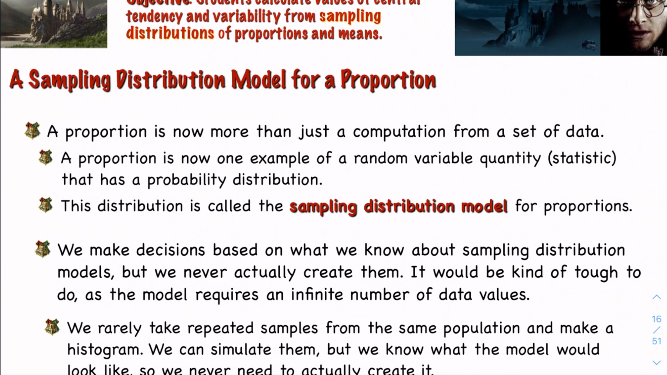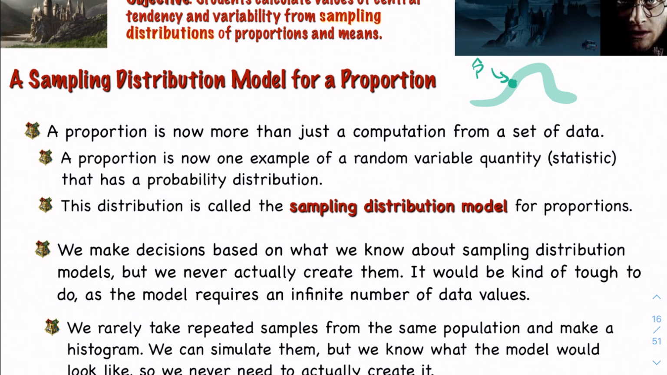So a proportion is now more than just a computation of a set of data. You collect a sample, you figure out yes, no's, and you get the number. Now, a proportion is just one example of a random variable quantity. We call those statistics that have a probability distribution. So that point that we were doing all before, one sample at a time, is now one point along our distribution. So one point would be our sample proportion. This distribution is called the sampling distribution model for proportions.